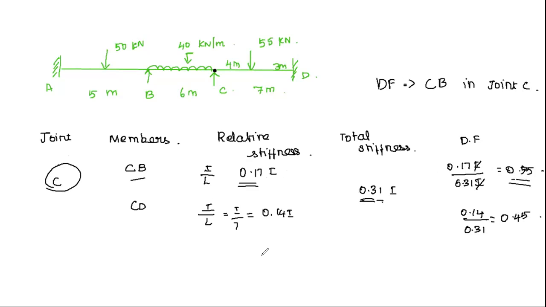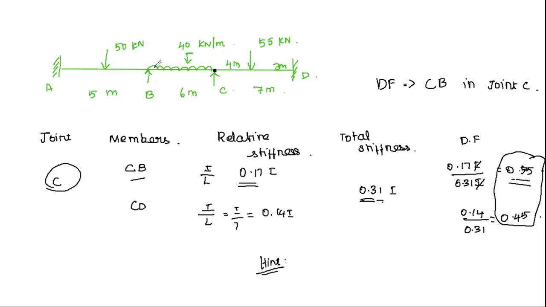Here we have one more hint: the summation of the distribution factor is always equal to 1. Summation of the distribution factor is always equal to 1. So in this, check: 0.55 plus 0.45 is equal to 1.